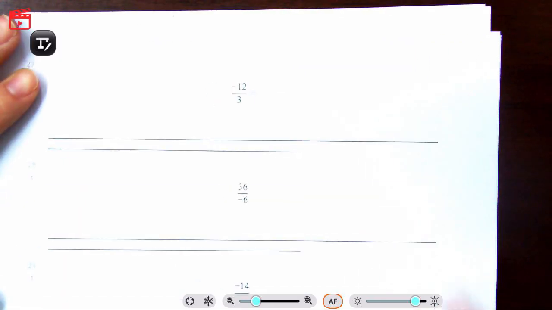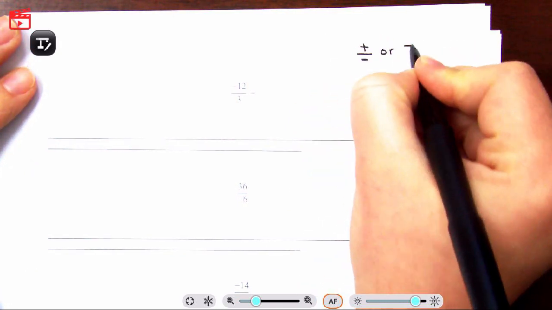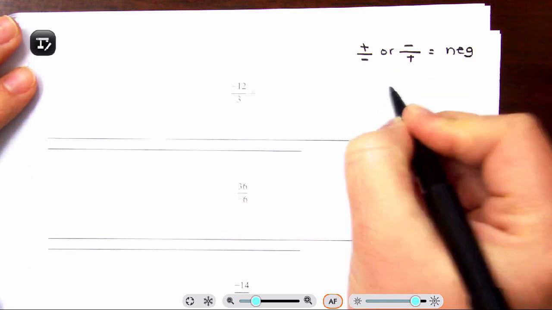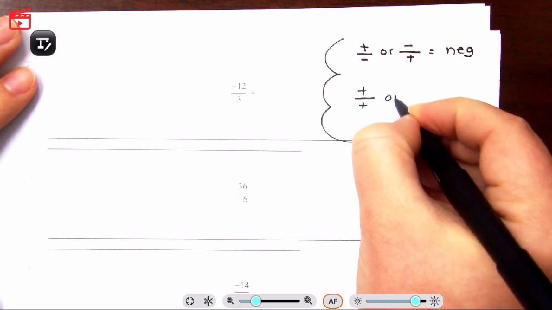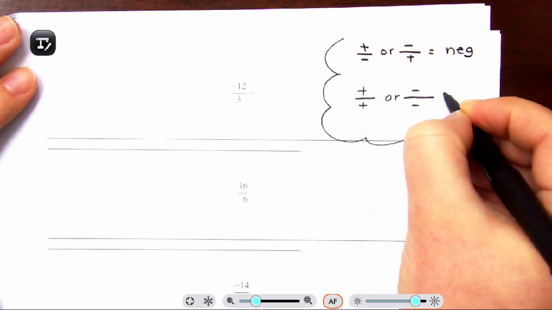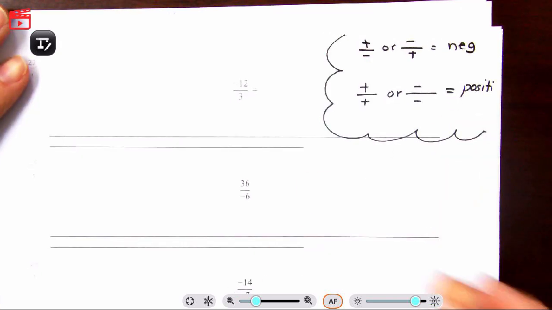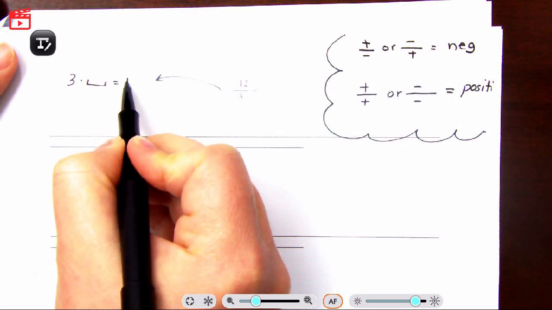For dividing, you're going to do the same thing. If the signs are different, these are going to be negative. If the signs, you can put that in a thinking bubble, are going to be the same, the answer is going to be positive. And then you just divide. You can also rewrite your division: 3 times what is equal to -12?